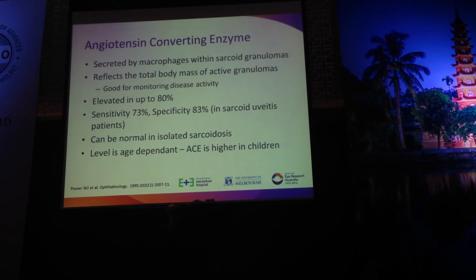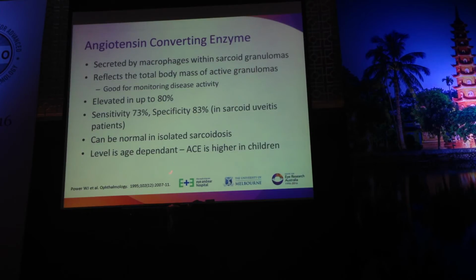So firstly, angiotensin converting enzyme. It's secreted by macrophages in those sarcoid granulomas, which is why it's elevated in about 80% of patients with sarcoidosis. However, you can see here the sensitivity and specificity, it's so-so. So it may not be positive, particularly in isolated sarcoidosis. Patients who just have sarcoidosis in their eye, the load is not high enough to cause a raised ACE. The other thing we're seeing in Australia is a lot of our patients are on ACE inhibitors for their hypertension, and so that may also give you a false negative.